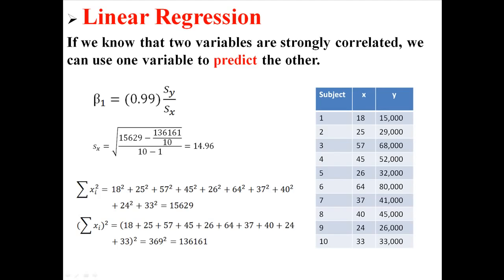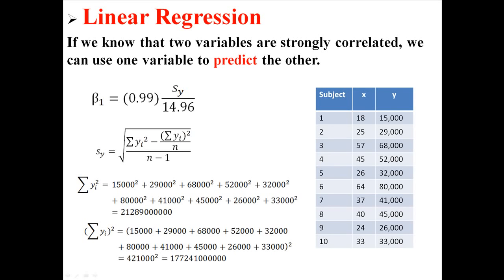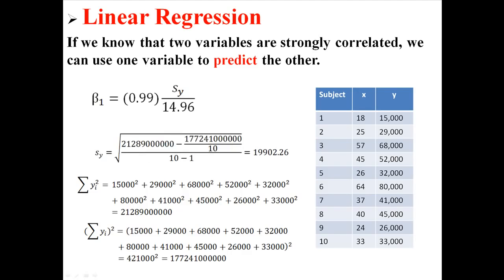And solving for that whole thing, we get an S of x, a standard deviation of x, of 14.96. So we put that in there. And now we're going to do y the same exact way, just now it's y instead of x. So we're going to find the sum of all y squared by taking each individual y, squaring them, and adding them together. And then we're going to find the square of the sum of all y by adding together all the y's and then squaring them. And we're going to get those 2 huge values. So we're going to put those in the equation.